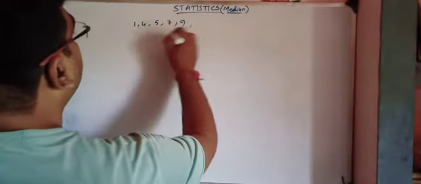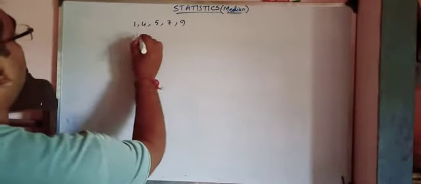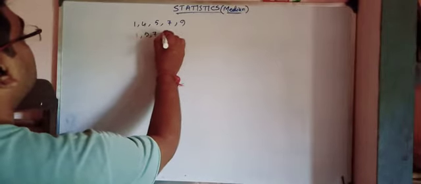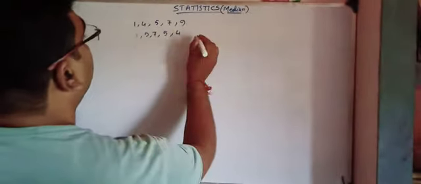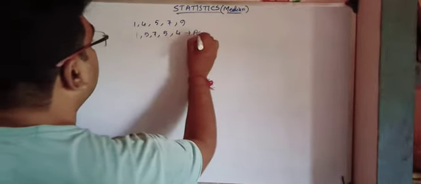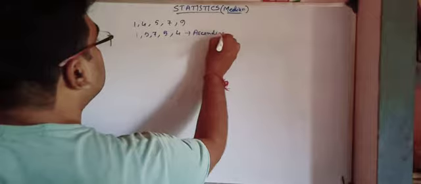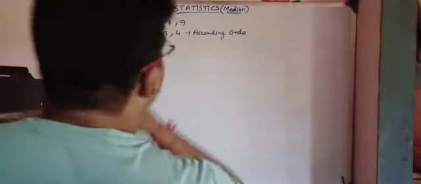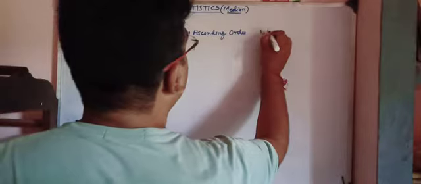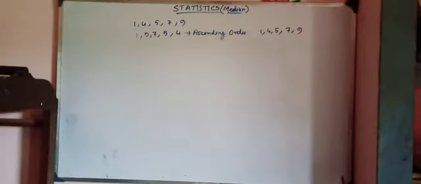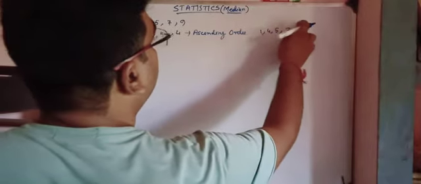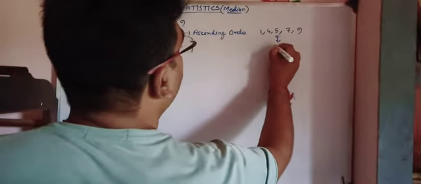Now suppose it was given in another form, that is 1, 9, 7, 5, 4. First we have to arrange it in ascending or descending order. So what is the ascending order? 1, 4, 5, 7, 9. This is my ascending order. The median is the middlemost value of this order. So this is my median, that is 5. 5 will be my median.